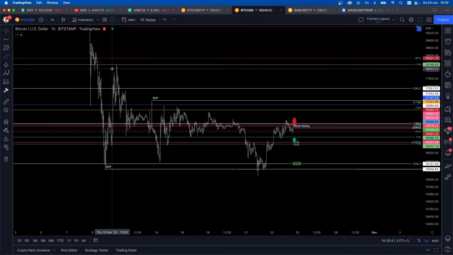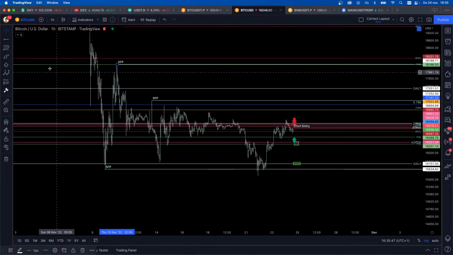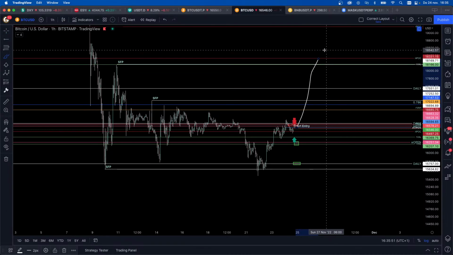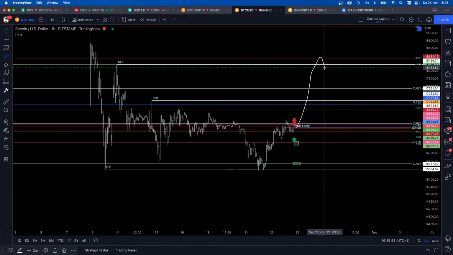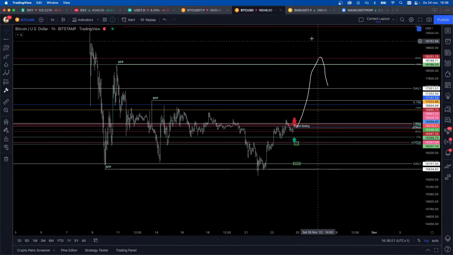Same thing can happen over here. You have this value area low, and then you have that SFP that might happen. So if it comes back up, we hit NPOC, and then you can look for that SFP and you can short this region over here. So these are all trades that I have in my mind if it happens to go towards those levels.